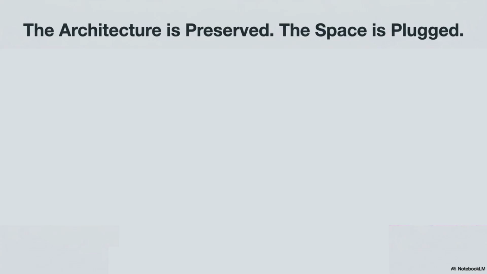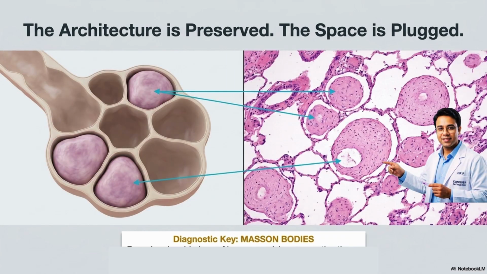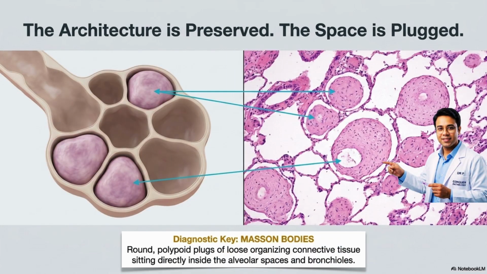In COP, the alveolar architecture is preserved, but the space is plugged. Your diagnostic key here is meson bodies. As you can see on the slide, these are round polypoid plugs of loose organizing connective tissue sitting directly inside the alveolar spaces and bronchioles.